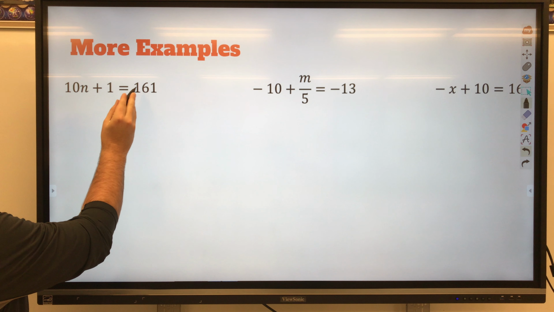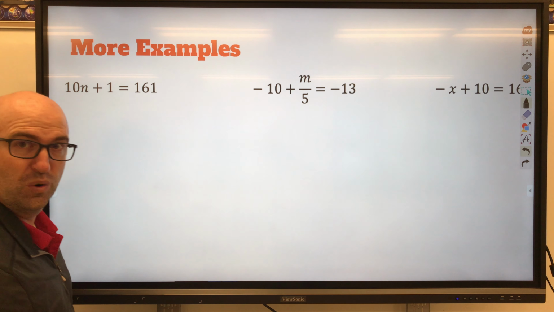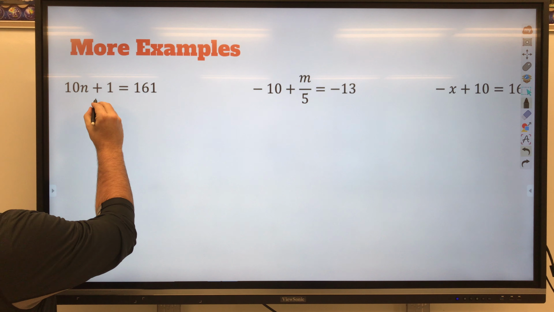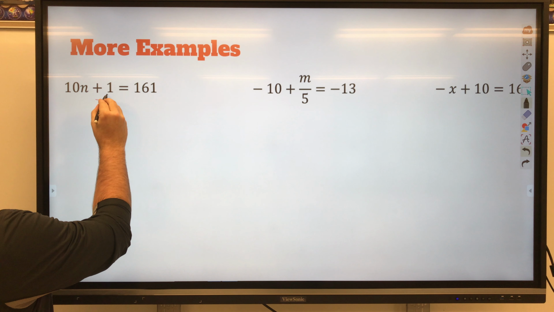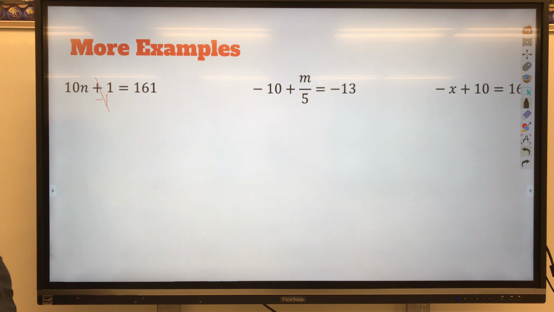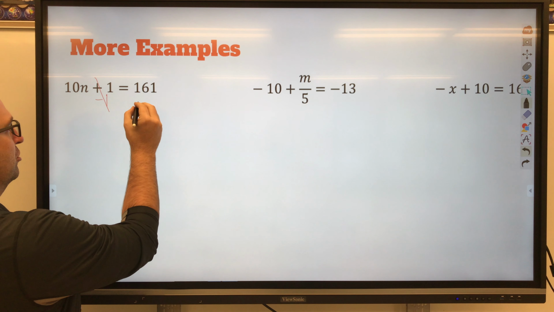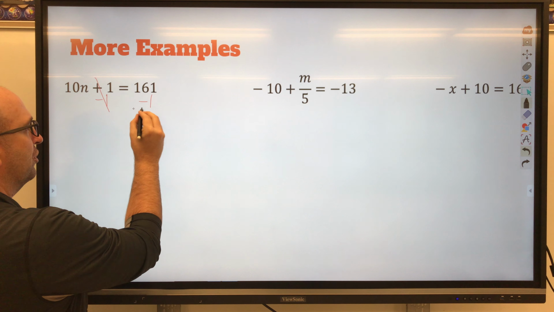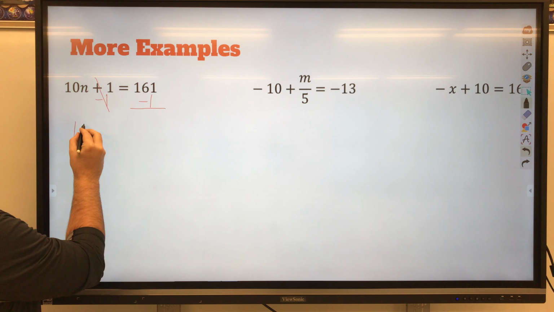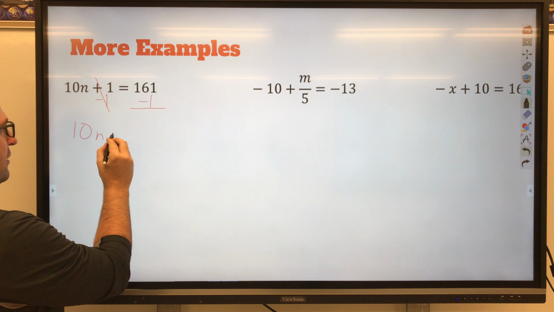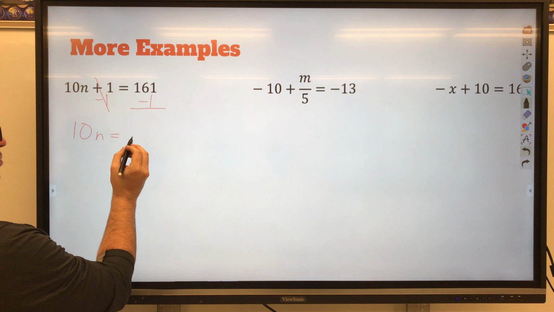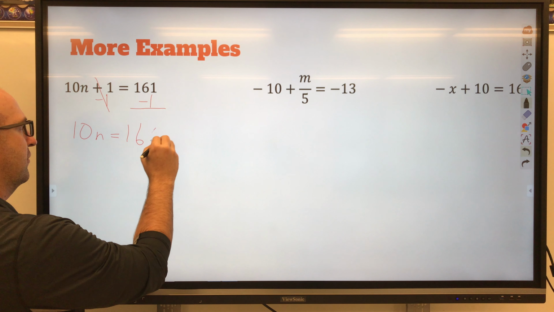10n plus 1 equals 161. Start with the addition or subtraction. So my plus 1, the inverse is minus 1. That eliminates it. Balance the equation now. What I do to one side, I must do to the other. So I have to subtract 1 over here. Bring everything down. 10n equals 161 minus 1 is 160.